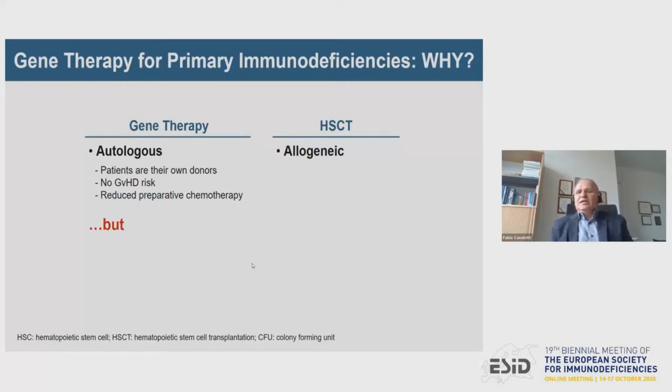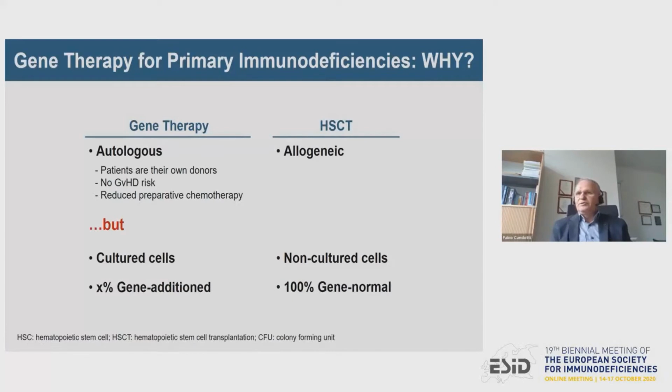Of course, however, there are some drawbacks of using gene therapy versus hematopoietic stem cell transplant. One of them is that transplant is based on the use of primary non-cultured cells, whereas the gene transfer procedure requires the cells to be cultured in vitro for a few days, which can change the biology of these cells and potentially also change their stem cell characteristics. An important difference is that hematopoietic stem cell transplant is based on the infusion of 100% gene-normal cells. Those are cells from a normal individual. Whereas, as good as gene transfer efficiency can be in current gene therapy procedures, there will always be a fraction of cells that are not corrected, and therefore a variable percentage of gene-corrected cells that are infused after a gene therapy procedure, which can be responsible for a reduced therapeutic efficiency at the end.